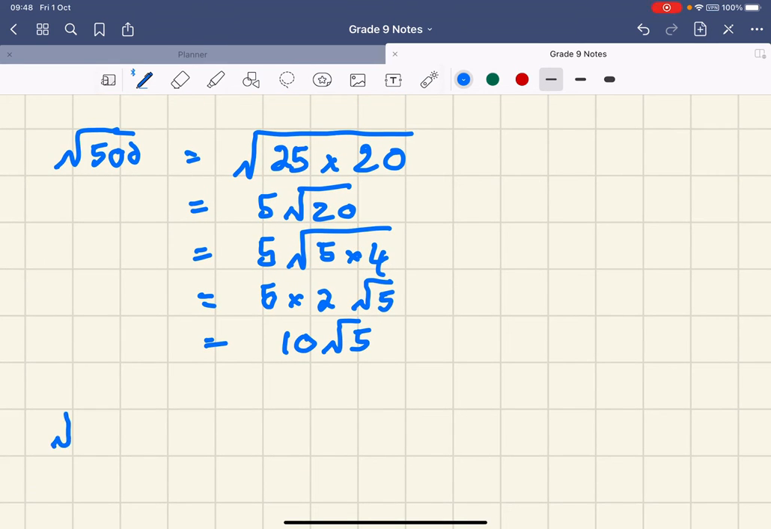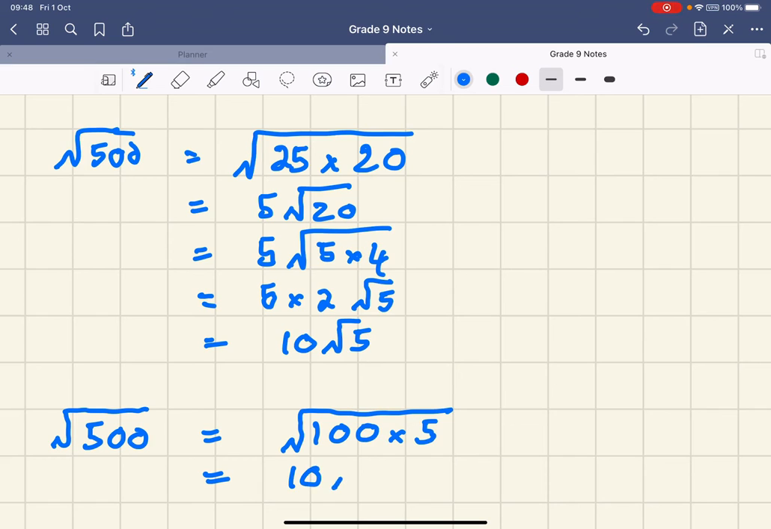Now that's fine, but could we have done that a little bit quicker? Well, we could have done it by looking for the highest square number that factors into 500. So that's 100 times 5. 100 is a square number. The square root of 100 is 10, and it leaves me with the root 5, which I can't simplify. So here, instead of doing all of this work, starting off with just the 25, it's a lot easier to go for the highest square number that comes out, and that will save us a lot of work. So let's just keep going with this.